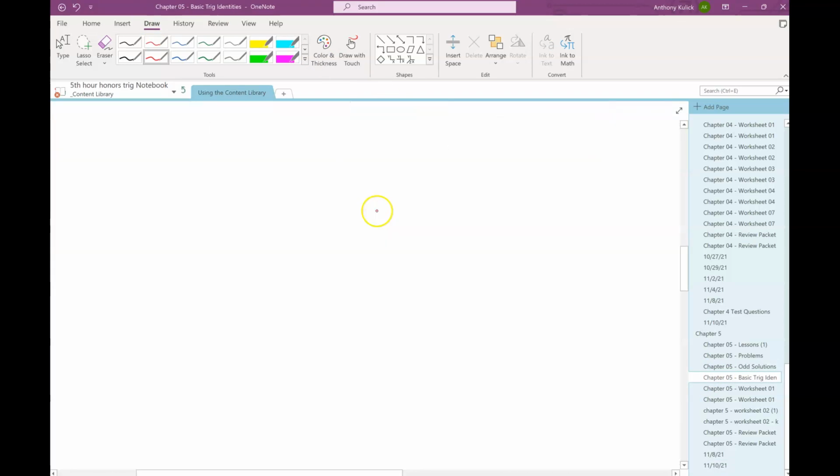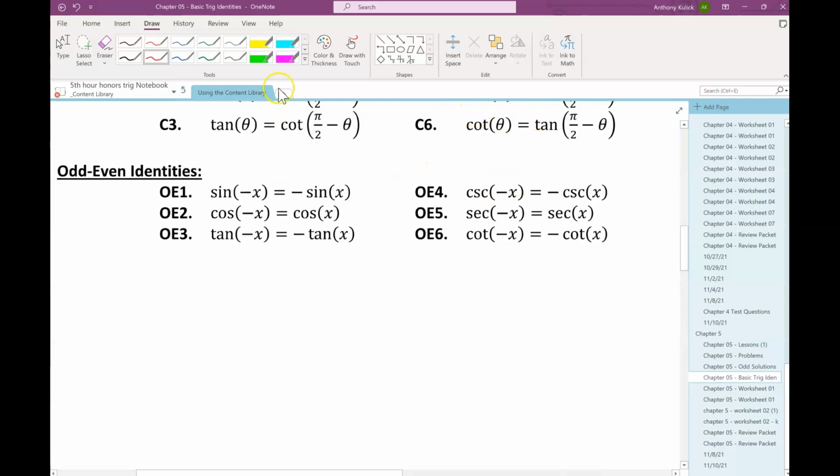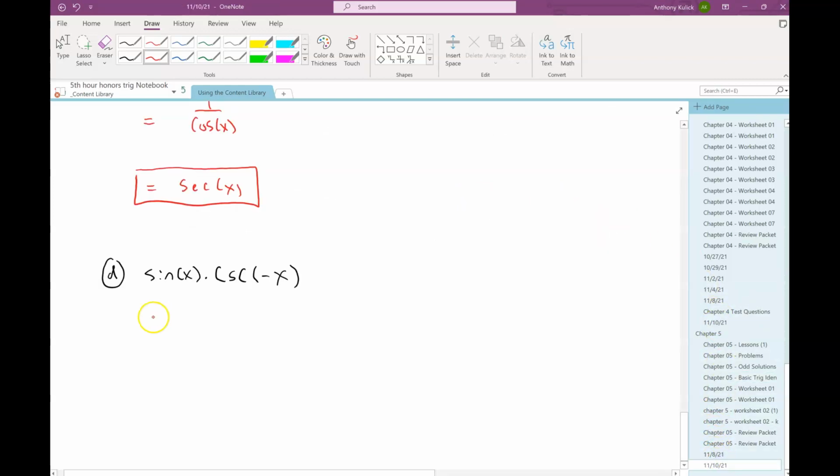So looking at my identities, I'd want to be using this odd-even identity 4. It allows me to take cosecant negative x and rewrite that as negative cosecant x. Feel okay with that, everybody? The odd-even identity 4.